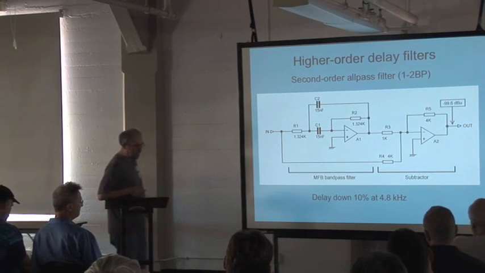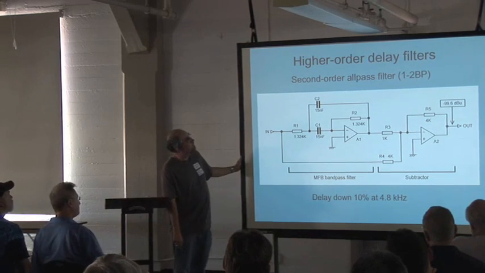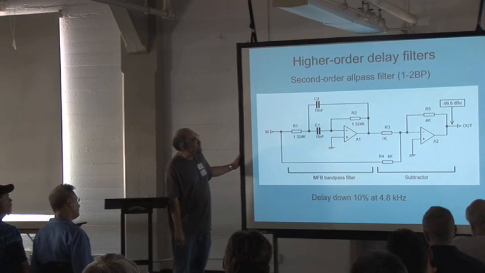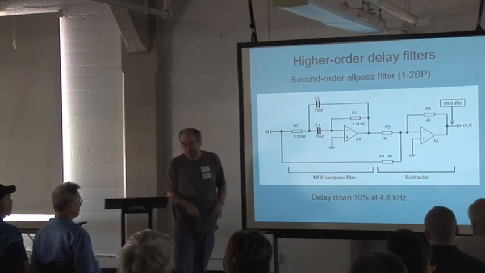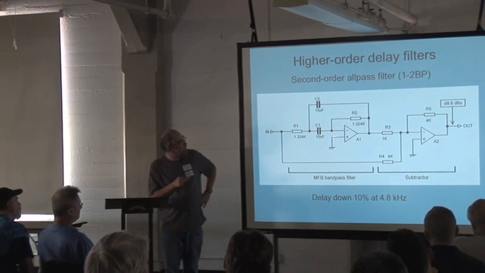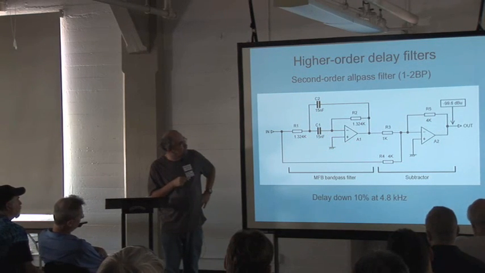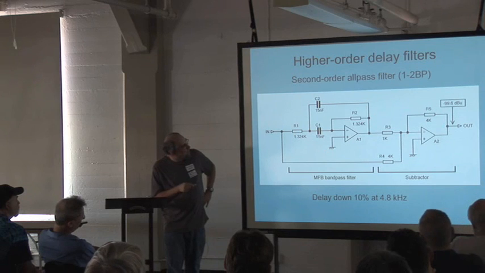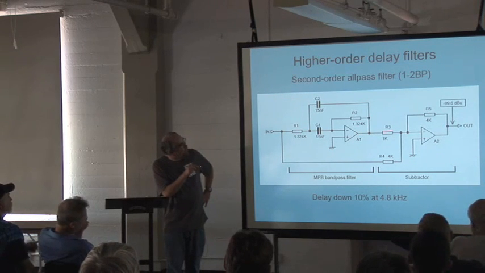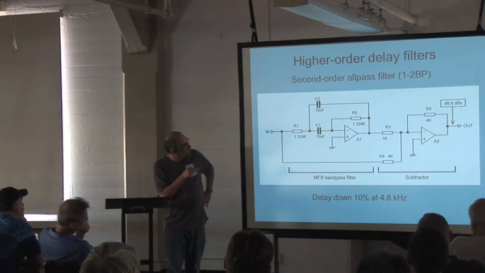Now, you might be saying, well, how on earth is that an all-pass filter? Which is a very good question. This is another very non-intuitive circuit as far as I'm concerned. What you've got here is a bandpass filter. It's a very standard multiple feedback bandpass filter. And you run that into this summing stage here, along with a sample of the input.